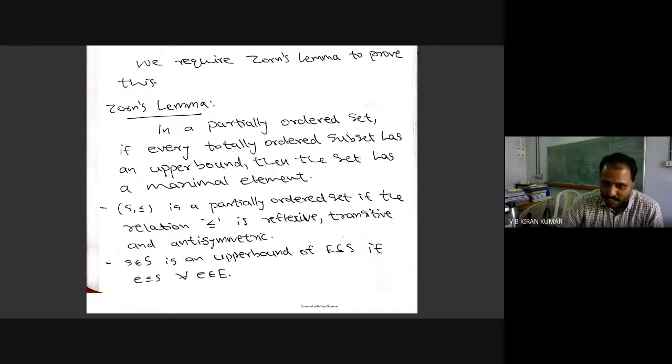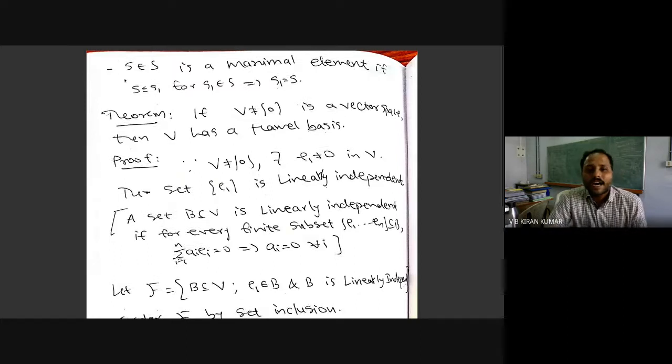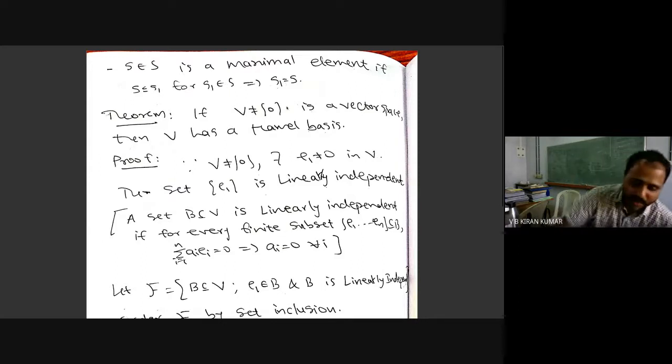In a partially ordered set, an element S is called an upper bound of a subset E if every element of E is related to S. Keep in mind that this is a relation, not the usual order which we use. An element S is a maximal element if, whenever S is related to some other element, that element is equal to S. Such an element is called a maximal element. Are you comfortable with the basic definitions? This is something which we will use.